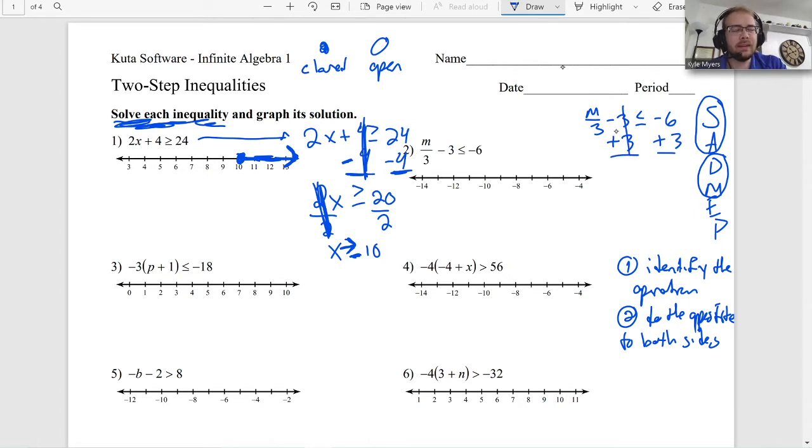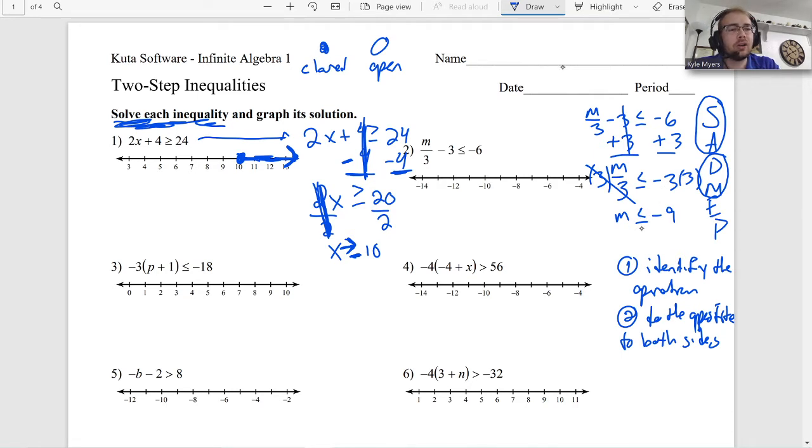So I add 3 to both sides. M over 3 less than or equal to negative 3. Well, the m is being divided by 3, so I want to do the opposite, which is to multiply by 3. So I multiply both sides by 3, and the 3's cancel. That's what I want to happen each time. So then m is less than or equal to negative 9. Negative 3 times positive 3: a negative times a positive is a negative, and 3 times 3 is 9. So then I'm at negative 9.